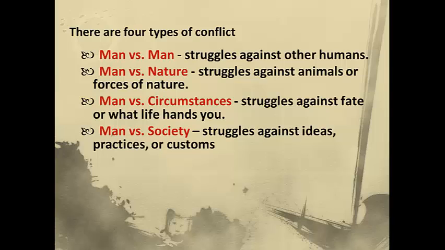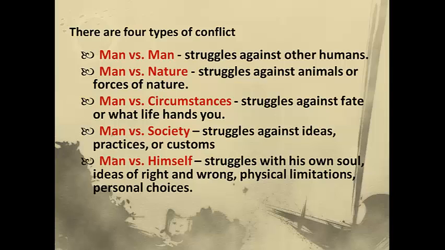Now, the interesting thing about conflicts is there's no one conflict found in a story. There's usually a dominant conflict, one that rises above the rest, but stories often have lots of these conflicts in them. There might be a man versus man and a man versus nature conflict in the story. So there can be more than one. The last one is man versus himself. He struggles with his own self, his soul, his idea of right and wrong, and his physical limitations or personal choices. Okay? The very last thing that we come against is theme.